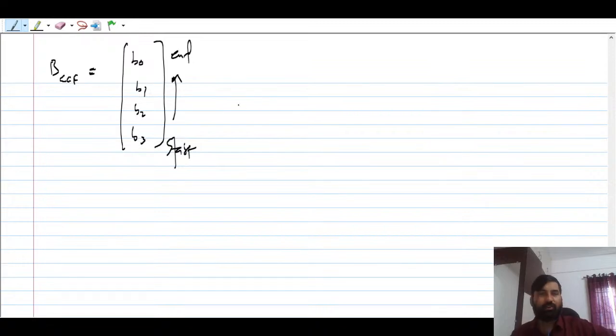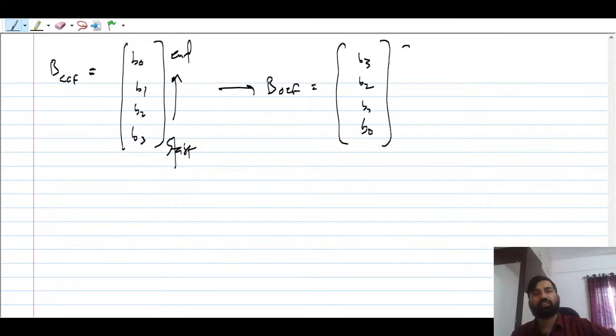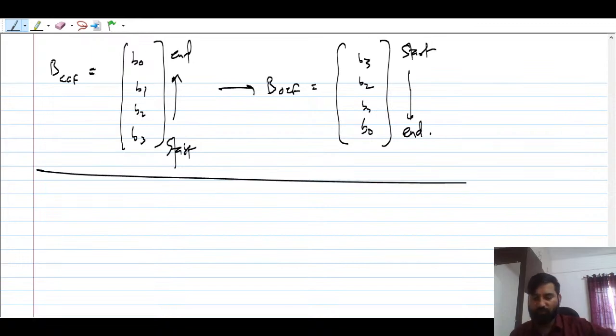But in case of BOCF, what you have to do? You have to reverse it. You can say this is nothing but B3, B2, B1, B0, and you start from here. Then start and end like this. So in case of B, that you have to do. And in case of C also, that right?